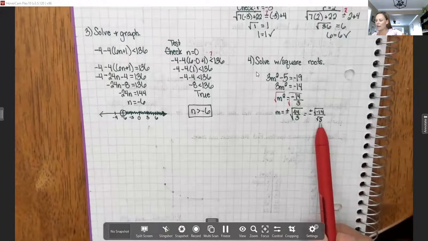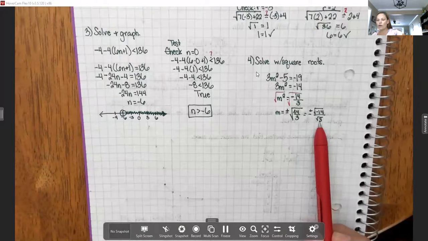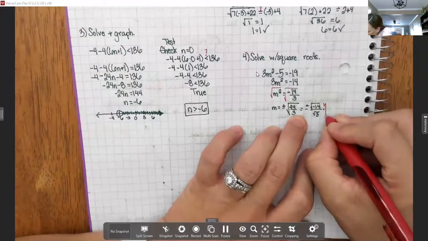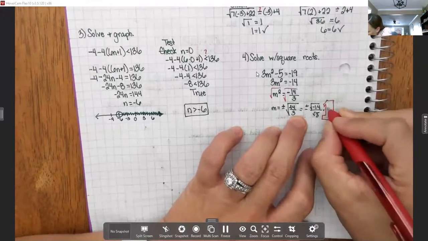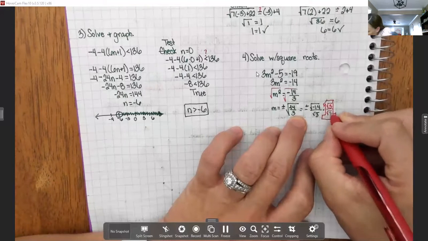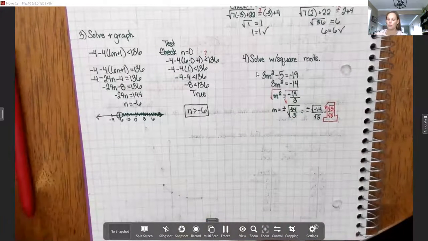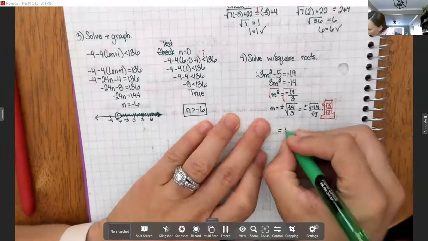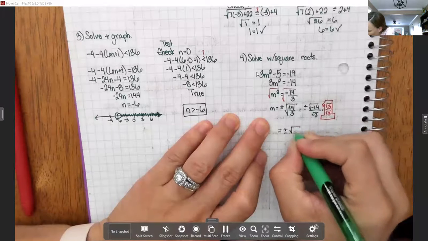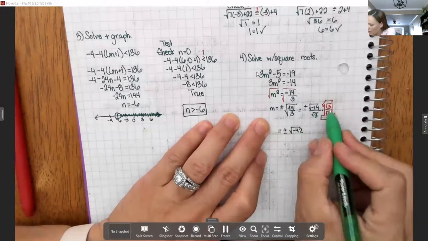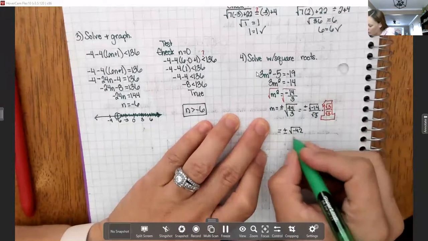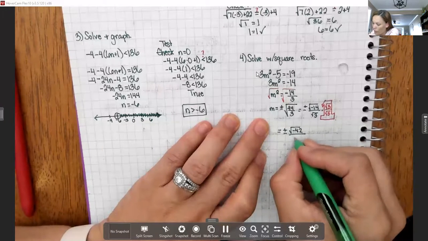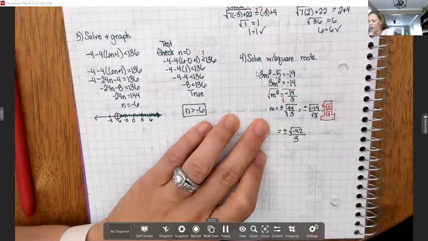The problem with this is we can't leave a square root in our denominator. So we have to multiply by our big 1. It's going to look funny, where it's going to be root 3 over root 3, because that's what's in our denominator. So this becomes plus or minus the square root of negative 42. 14 times 3, 42. The negative's still there. And then square root of 3 times the square root of 3 is just 3, or the square root of 9, which we know is 3.